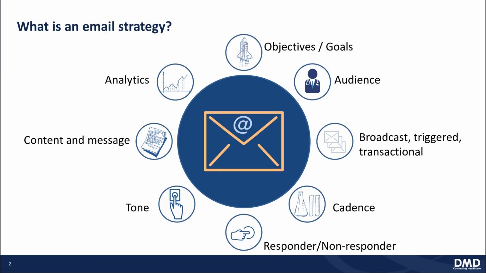I'm going to define for you what I believe goes into an email strategy. So I've laid out this graphic here. You can see there's many different things around the circle, things like objectives and goals and our audience, our cadence, the tone, and the content and message. Now, we're not going to be able to dive into every one of these things today, just because of the brief period of time that we have, but some of our additional webinars will address some of these issues. What we are going to address today, we are going to address the objectives and goals. We are going to address the cadence and the audience and things like that.